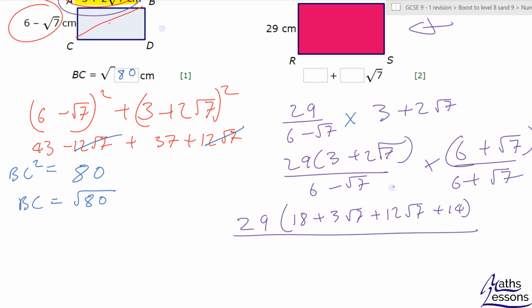Oh, sorry, not 6 minus 7. 36, 6 times 6 minus 7 just gives me 36 minus 7 is going to give me 29 on the bottom. And you can see why we left that in there, that nicely cancels. So we get 18 plus 14 is 28 plus 4 is 32. And we've got 3 plus 12, that's 15 root 7. So it comes out quite nicely. So we have a 32 plus 15 root 7. Hope that helps you understand how to go about solving some of these problems.